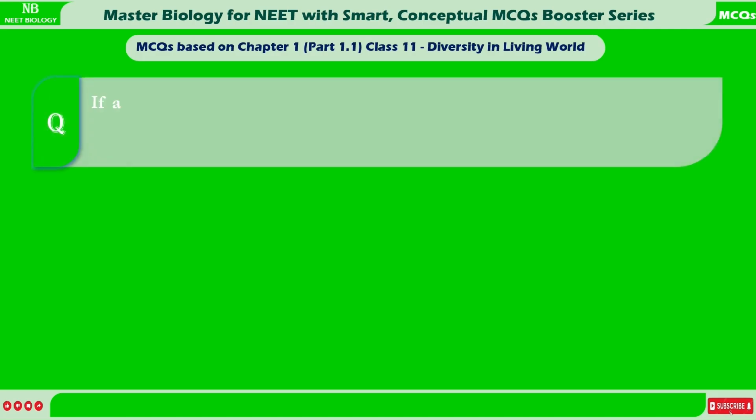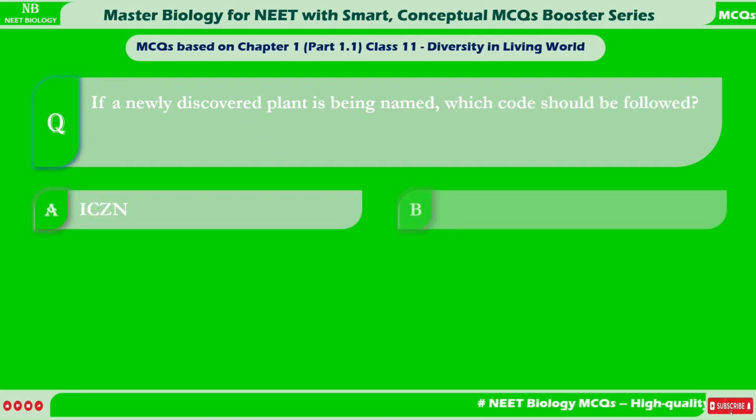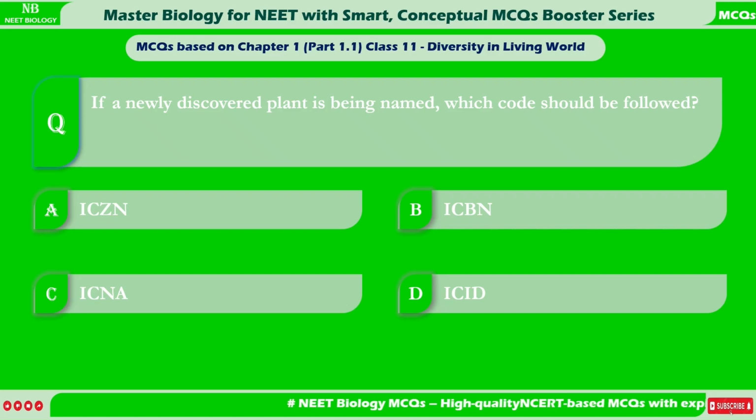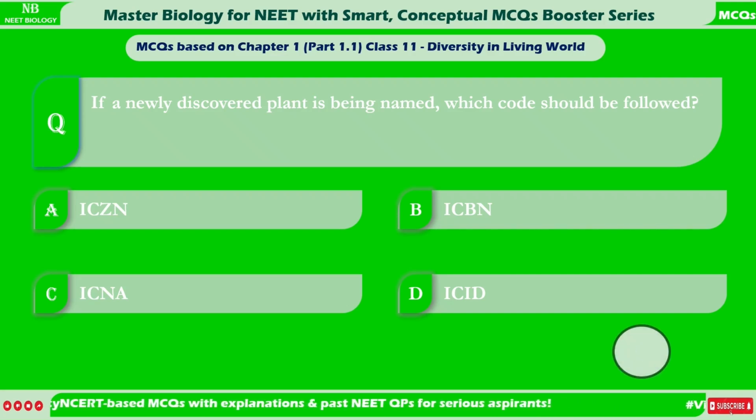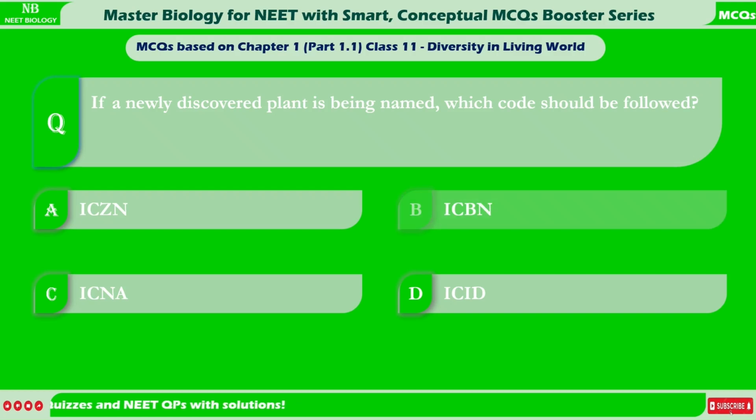If a newly discovered plant is being named, which code should be followed? A. ICZN. B. ICBN. C. ICNA. D. ICID. Correct answer is B. ICBN.